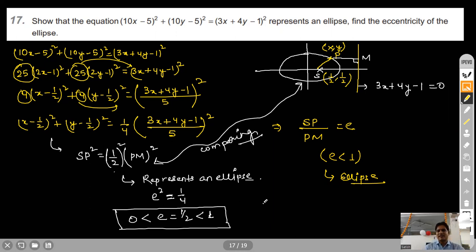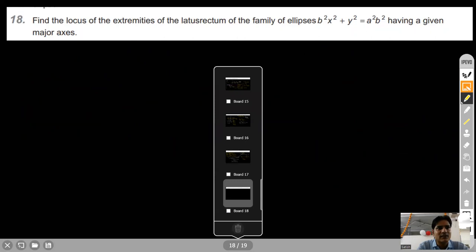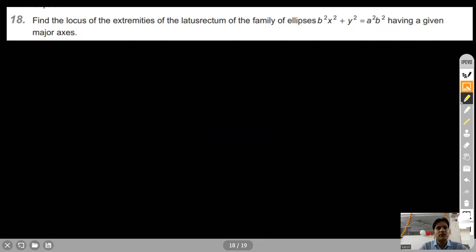So since E is between 0 to 1, and this ratio of these two distances, this same thing you can write it as SP square upon PM square is equal to E square. Same thing, nothing. No changes, we have just squared it. So okay, I'm not giving much time on this. So let me take this last question. This will be our last question for this exercise.